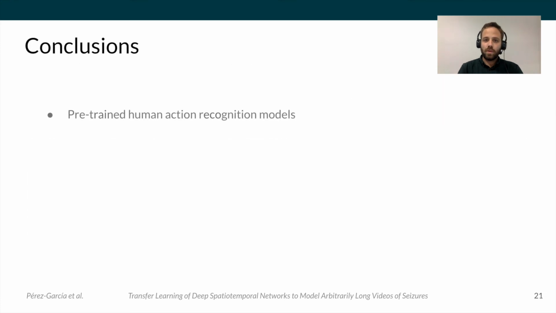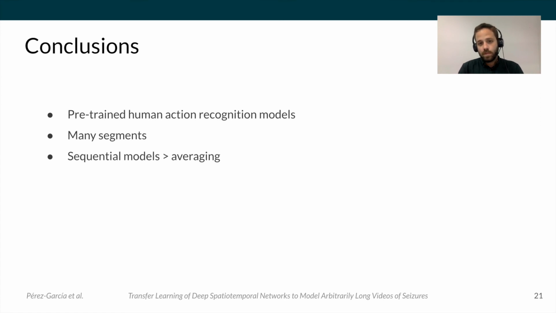To conclude, we have shown that models pre-trained on human action recognition can be used to classify videos of epileptic seizures. Also, using many segments for snippet sampling is better, and sequential models such as LSTM recurrent neural networks are superior to just averaging the feature vectors. In the future, we'll work on classifying different types of tonic-clonic seizures, instead of just focal onset seizures versus generalized seizures.